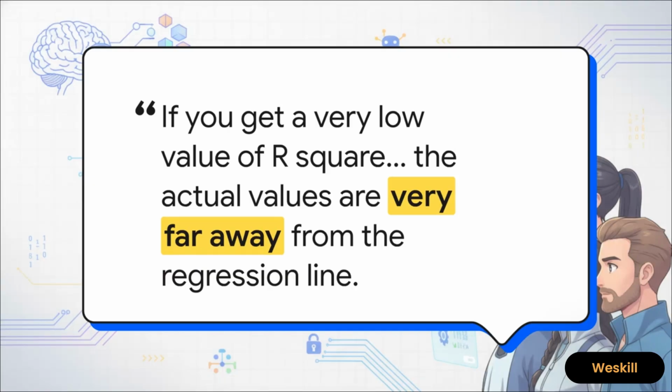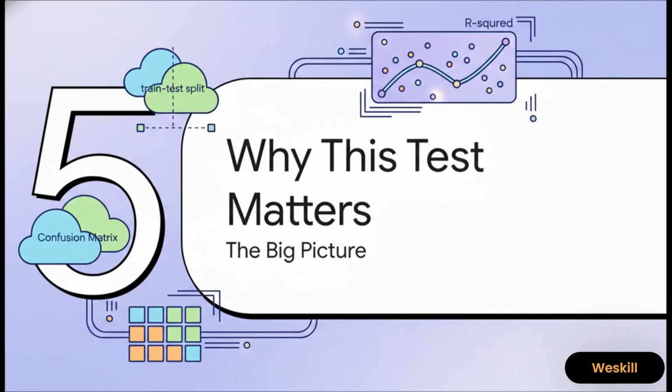And this quote from our source material really just nails it. A low R-squared score means your model's predictions are, well, they're all over the place. They aren't following the actual trend in the data at all. A high R-squared, on the other hand, means its predictions are clustering really tightly around the real values. It's a great fit.